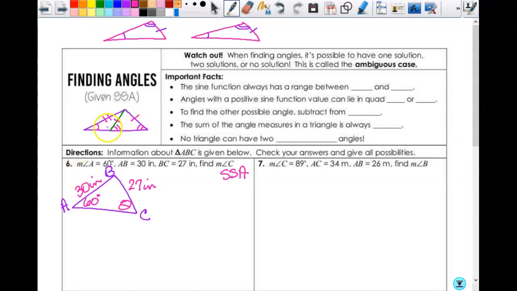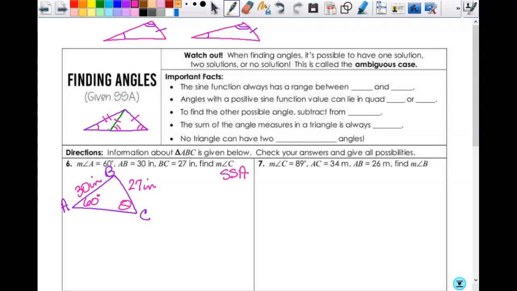And how could I figure out what this one is if I know this one? Subtract from 180, because this is what kind of pair? What's it called? Linear pair. It's a linear pair, so they're supplementary. So it could either be this angle or the supplement of that angle. So I've got 2 options, right? And maybe they both work. Like it could be this or it could be this.